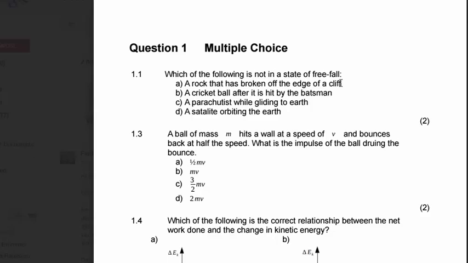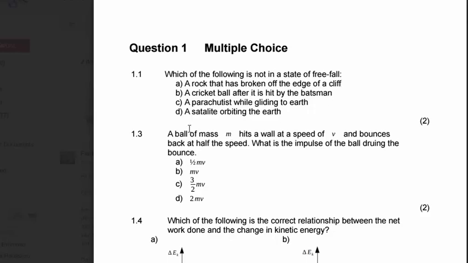A cricket ball after it is hit by the batsman? It's only gravity. A parachutist while gliding to Earth. A parachutist is someone that jumps out of a plane with a parachute. With him, there's gravity and some other force acting. So he's not in free fall. He's falling, but there's friction from the parachute. No one got this correct.